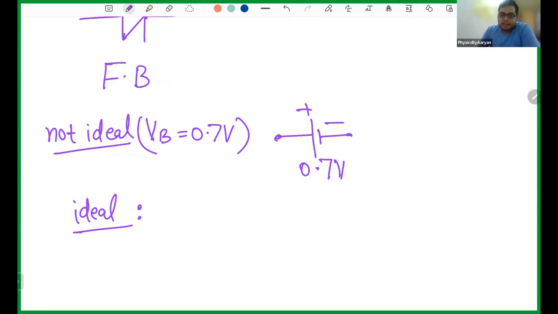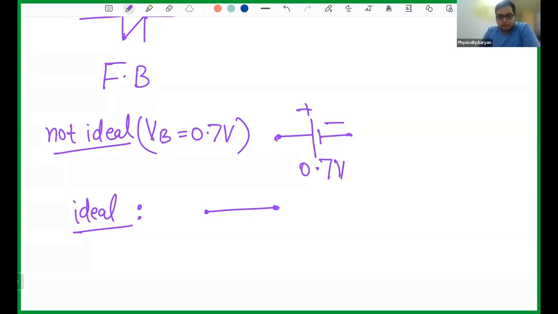Now, if it is ideal, I said this is an ideal diode, in that case simply replace your diode with a wire. And always remember one thing: if it is not written ideal, and it is written that it is non-ideal, then take 0.7. It's safe. If the value is not given and the material is given to you, silicon or germanium, take 0.7. It will work. Okay. Good.